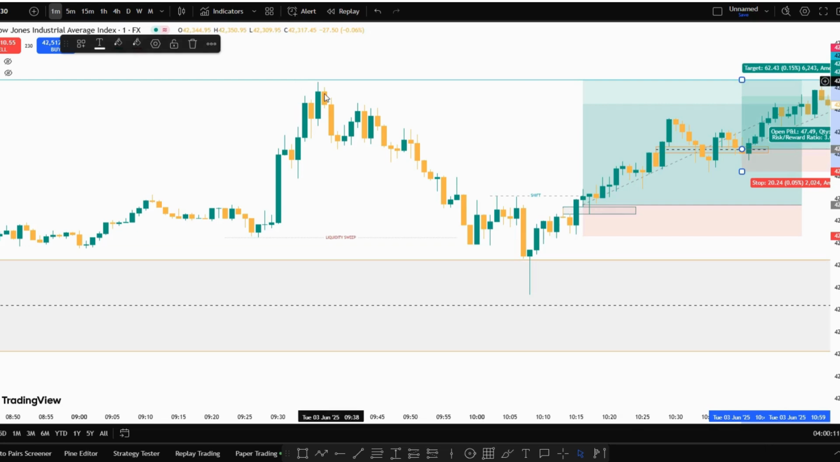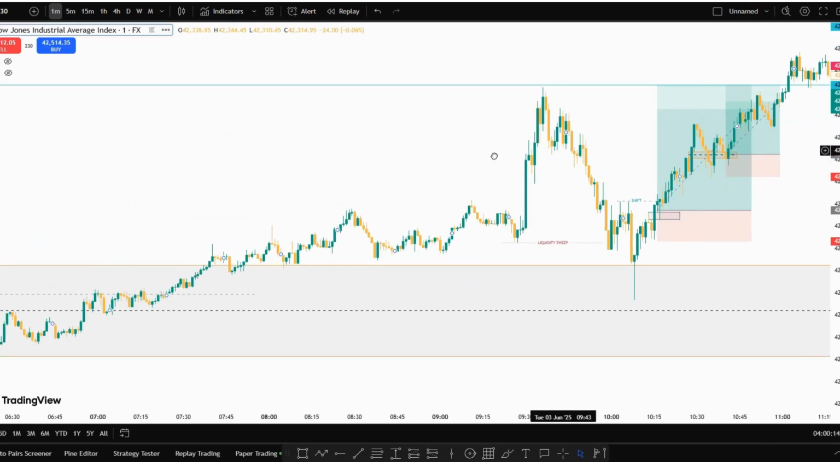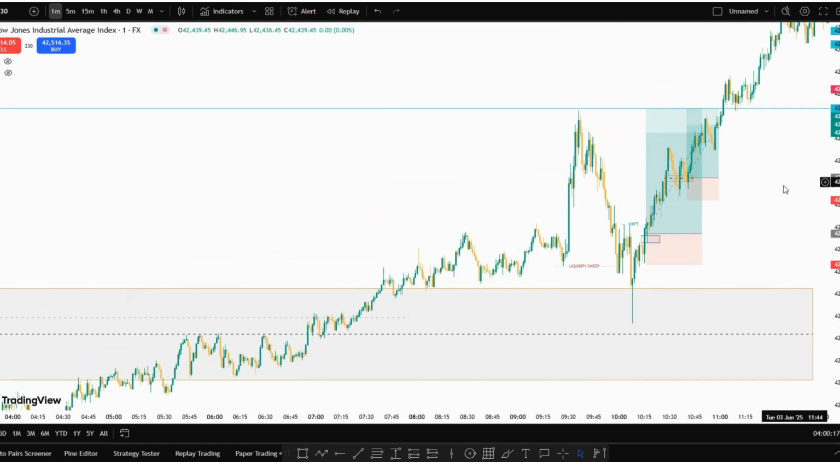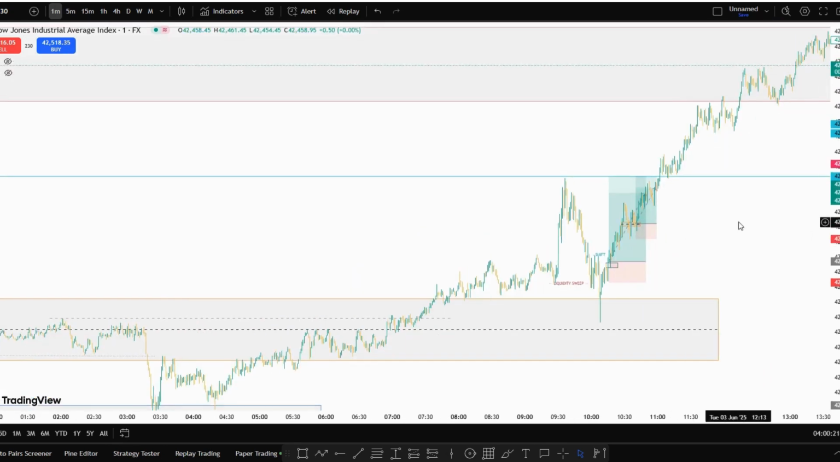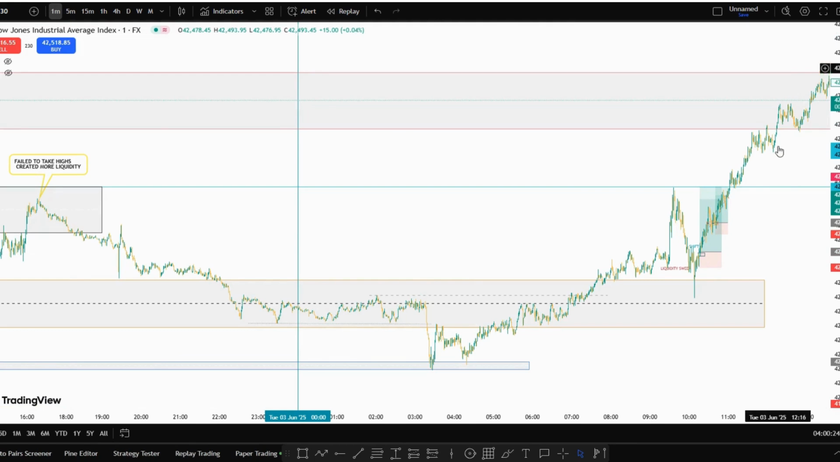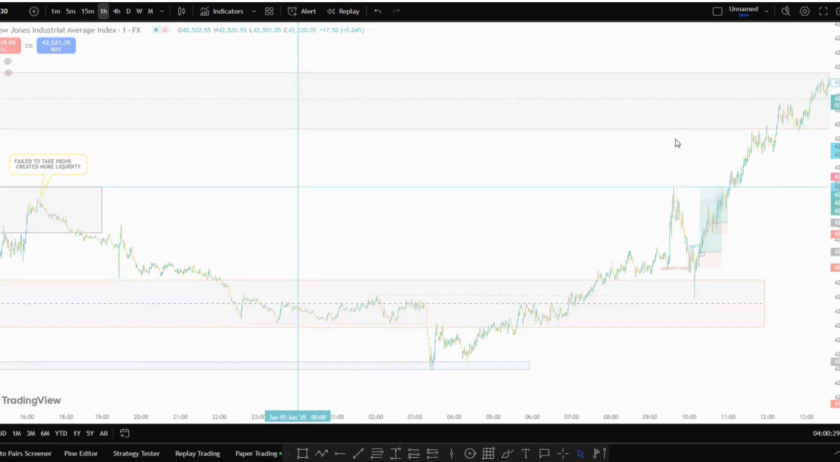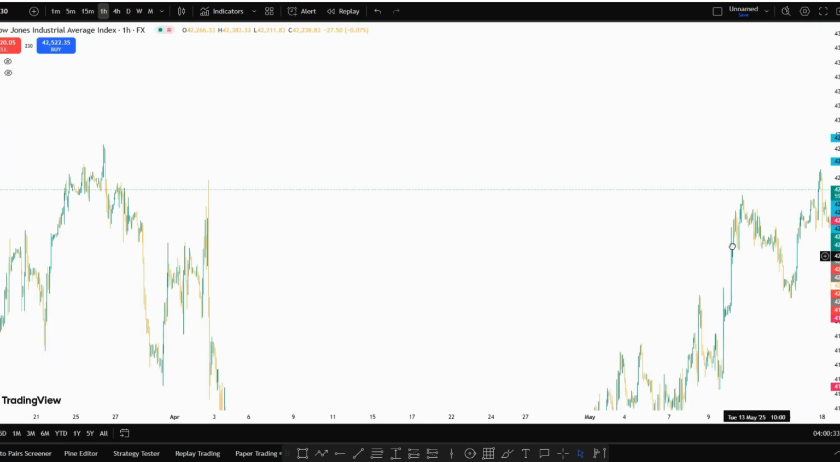So we're targeting the buy side that we still haven't raided. And you can see price ends up moving off aggressively. So this level over here was my 1 hour fair value gap. So I was monitoring a bigger draw in price.